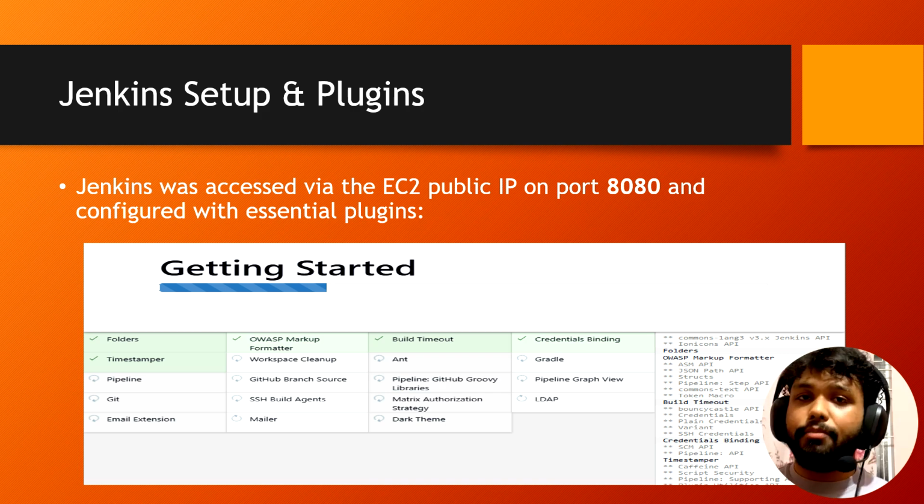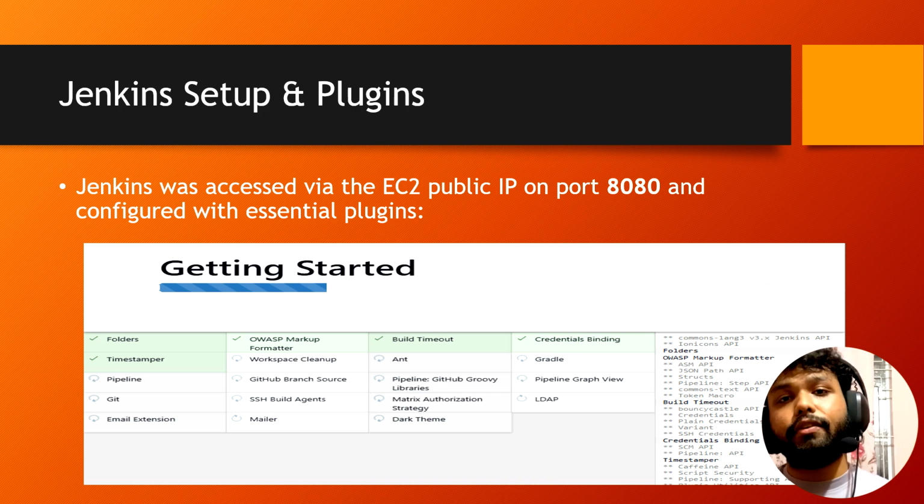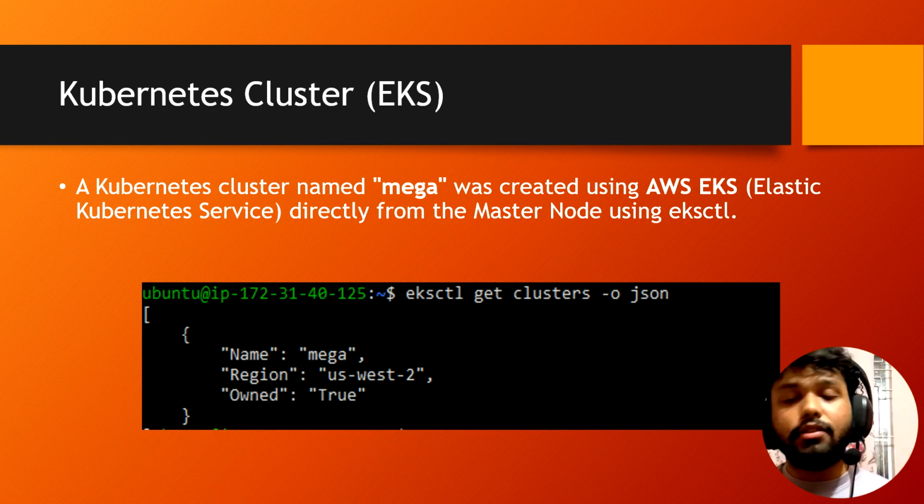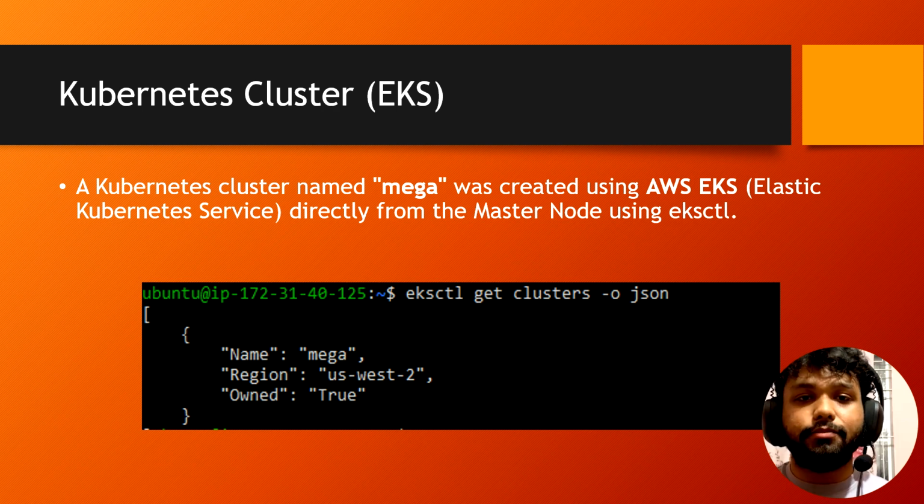Now since I have Jenkins and I can access it via my node IP and the port, I'm going to go to Jenkins and install the necessary plugins. Next, once the Docker and Jenkins installation has been successfully completed, let's install the Kubernetes cluster, which I am using. EKS stands for Elastic Kubernetes Service. As you can see, the cluster itself is called Mega.